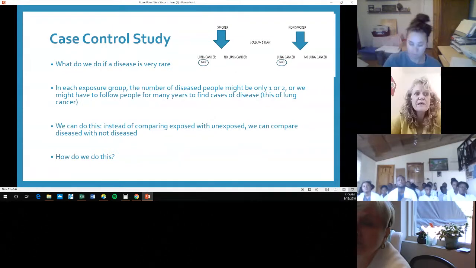Okay. Instead, what we can do is, instead of comparing smokers with non-smokers, we're going to make a comparison of people who are diseased and not diseased.